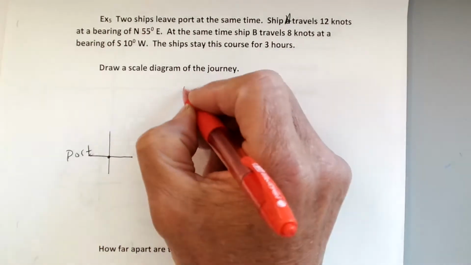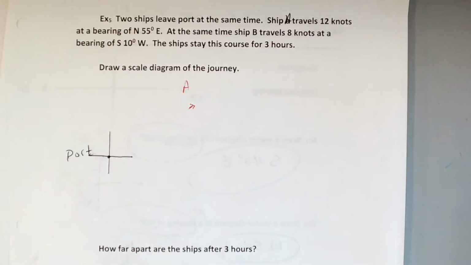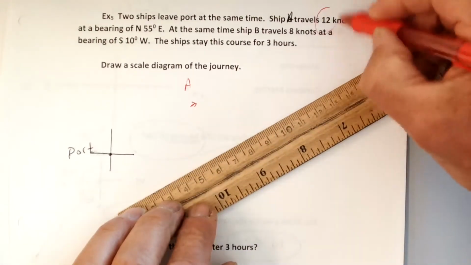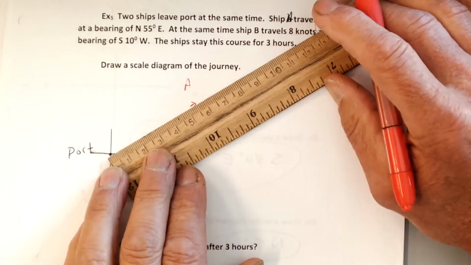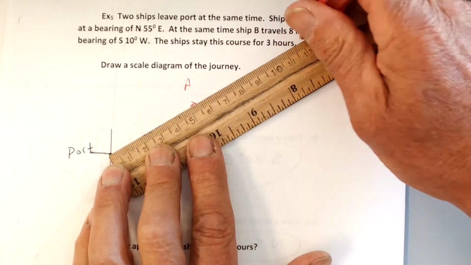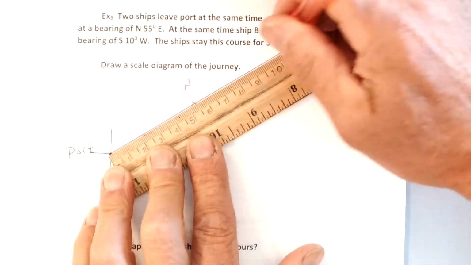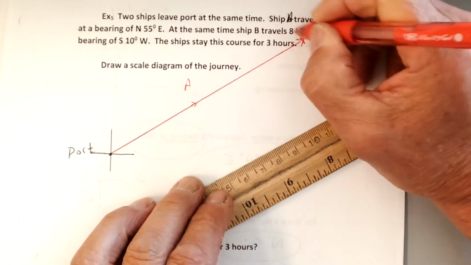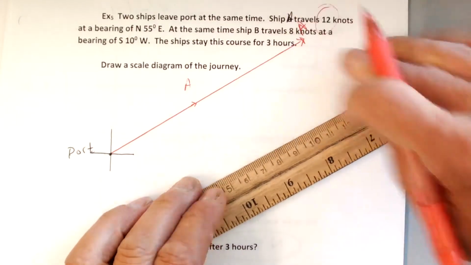Ship A. Since they're going 12 knots, I'm just going to use a ruler and draw in a length of 12. Since it's 12 knots, I'm just going to use 12 centimeters, which is way up here. So there's ship A after 1 hour. Ship A is way up there after 1 hour.